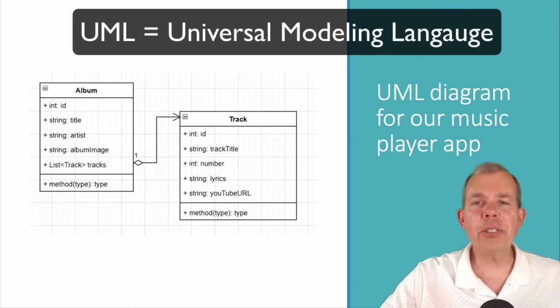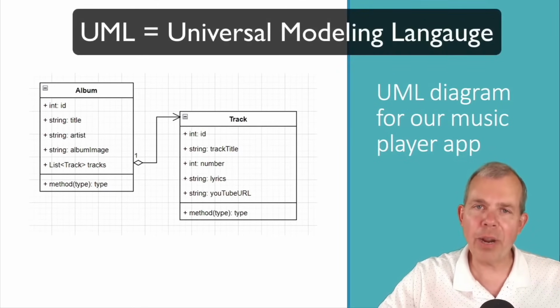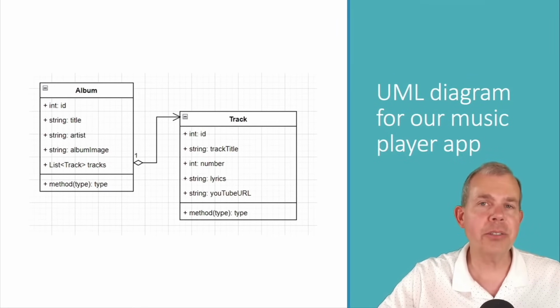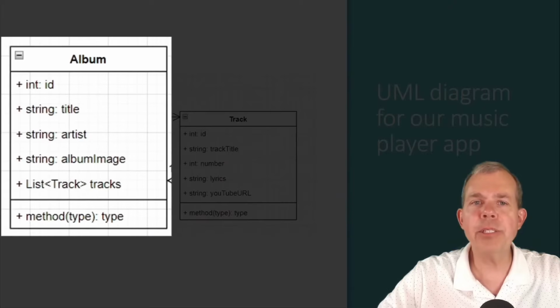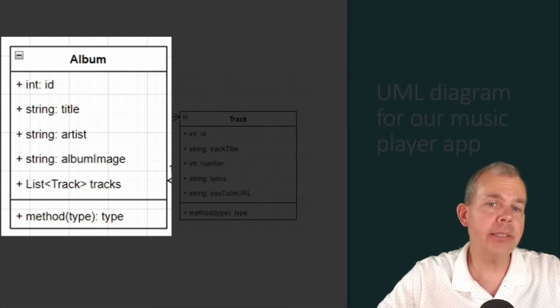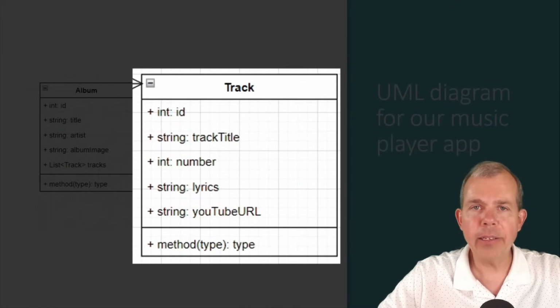So the first thing I want to show you is a UML diagram for our current application. So you're familiar with our music app. So this diagram shows two classes that hold our data. So you can see on the left side we have an Albums class, and the right side is a Track class.